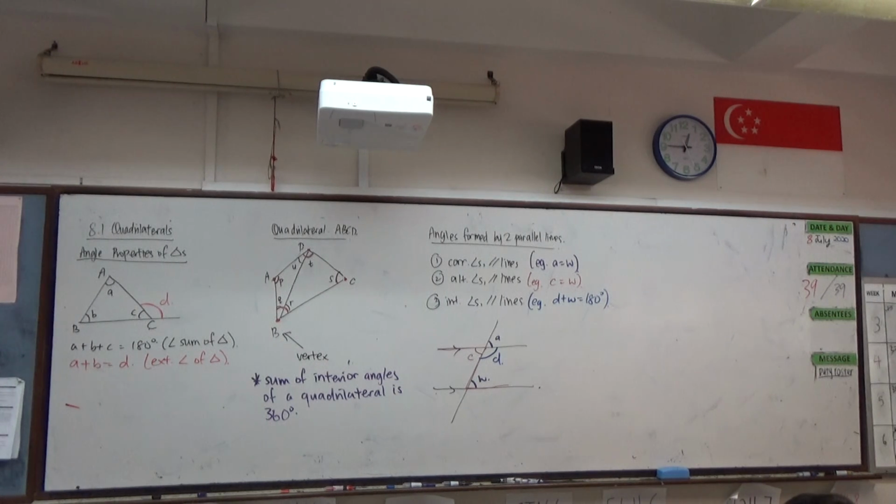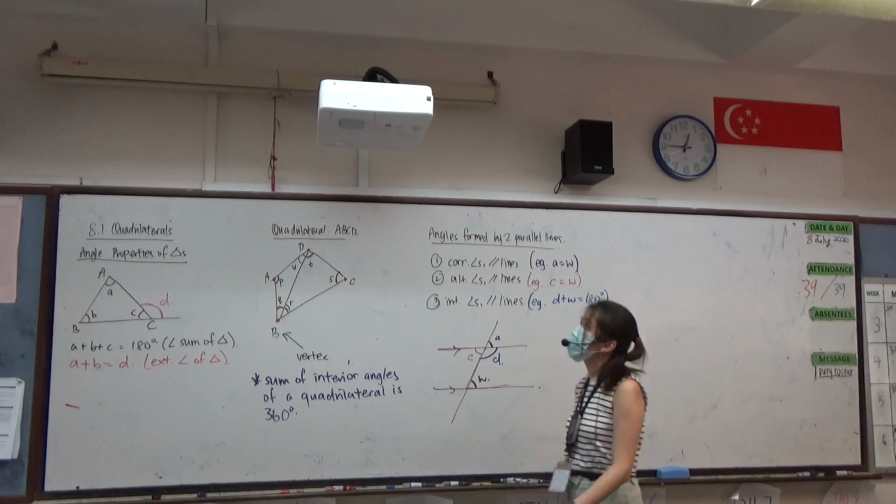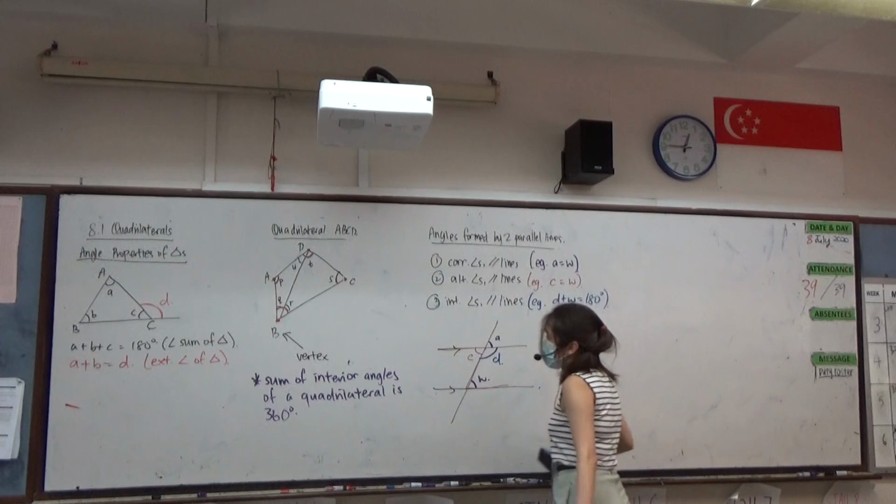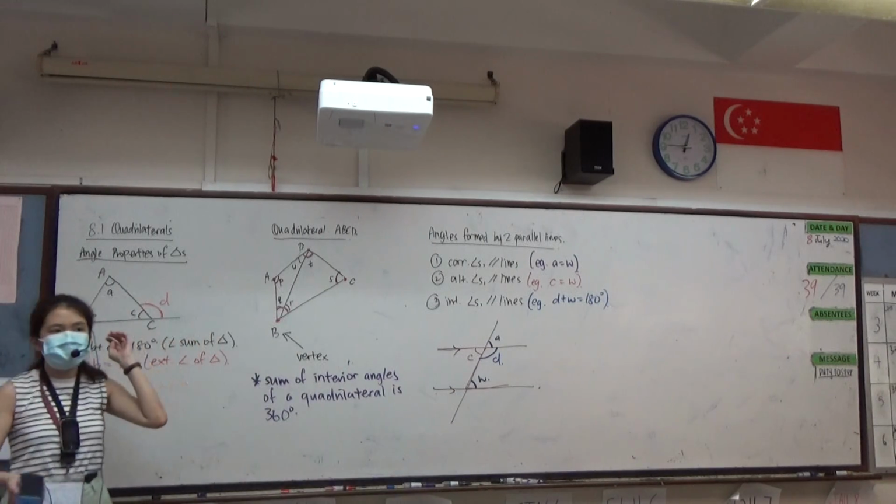A big table telling you all the different types of four-sided figure, or rather different types of quadrilaterals. Erase all this out.